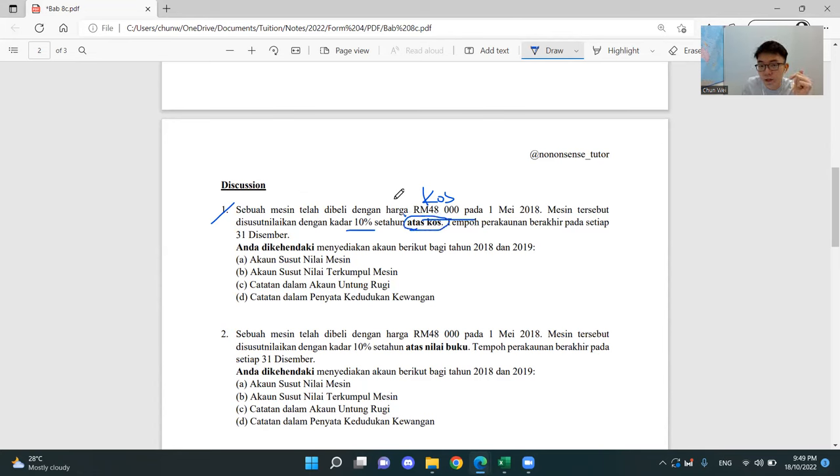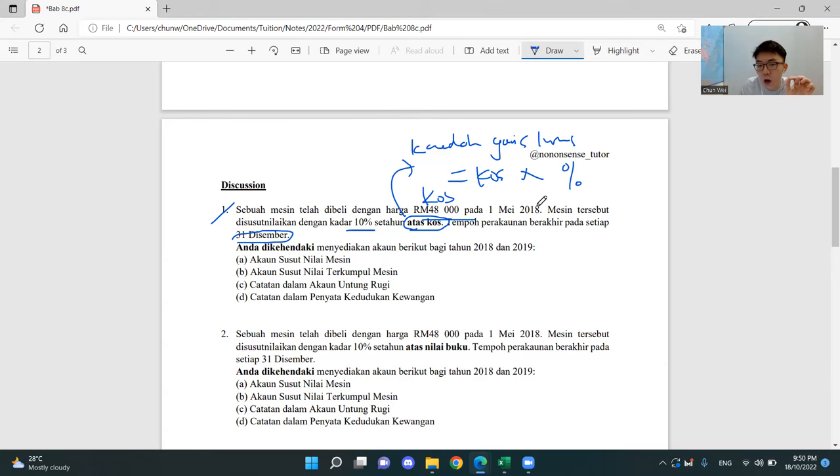Atas cost means, in other words, we're using kaedah garis lurus, which is what we learned just now. You just straight away times 10% with the cost. The formula will be cost times the percentage. So then they say the tempoh perakaunan berakhir pada setiap 31st December.